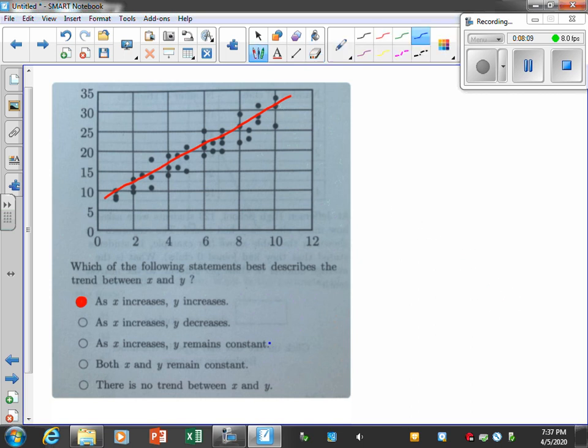And for it to remain constant would be a slope of 0, something like that. It's not that one. Both of them remain constant, and there's no trend between X and Y, so the only one that applies is as X increases, Y increases, and that's because there's a positive slope.